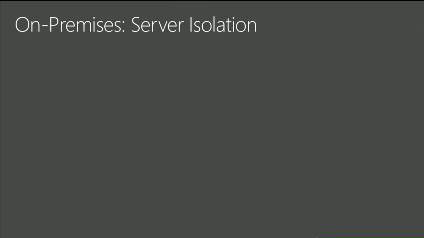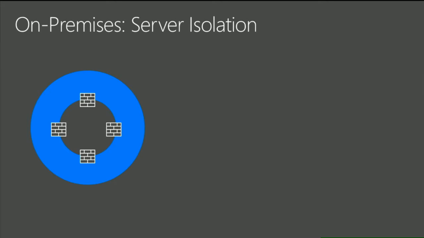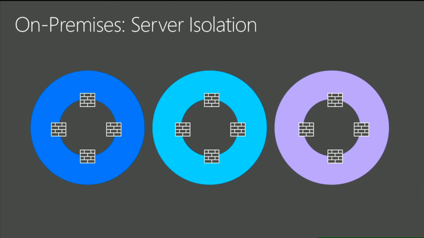Let's talk about server isolation. This is one thing that I think we forget, that we just put the servers in and we inherently just trust the fact that it's in our data center. But actually, we should be using what's called server isolation. So let me diagram this one out. I'm going to have 3 layers. So I've got 3 different colored circles and lots of firewalls. The firewalls just represent one firewall, but it was easier to draw 4 around it.